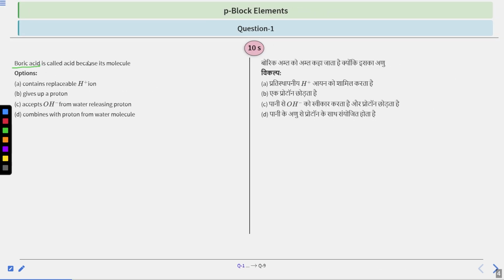Boric acid is called acid because its molecule. So you have to select the correct option. The options are: contains replaceable H positive ion, gives up a proton, accepts OH negative from water releasing proton, combines with proton from water molecule. You have 10 seconds to solve this question. After that, we will see the answer.